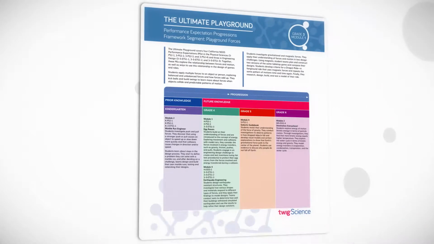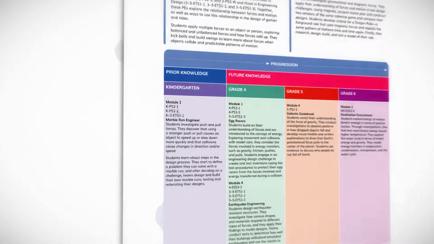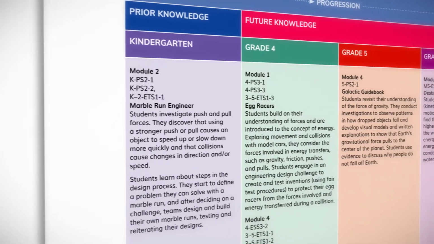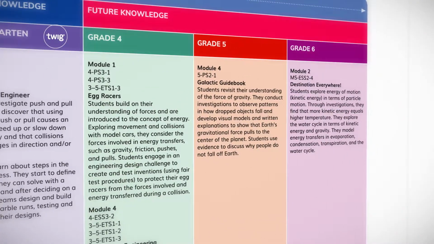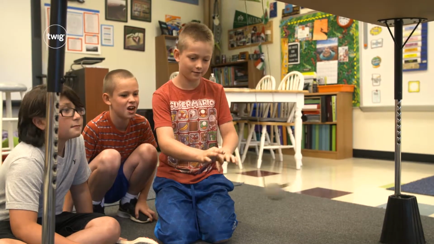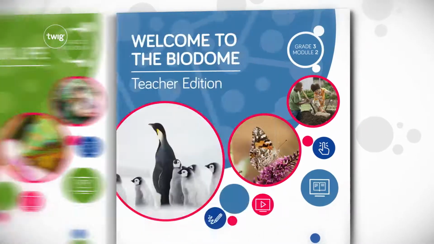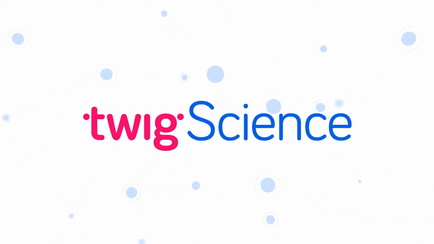And for every module, the Performance Expectation Progressions table identifies prior experience of the dimensions in earlier grades and future exposure in later grades. So from lessons to driving questions to the complete K to 6 program, there's always a clear, logical sequence for students to follow to master the 3 dimensions.